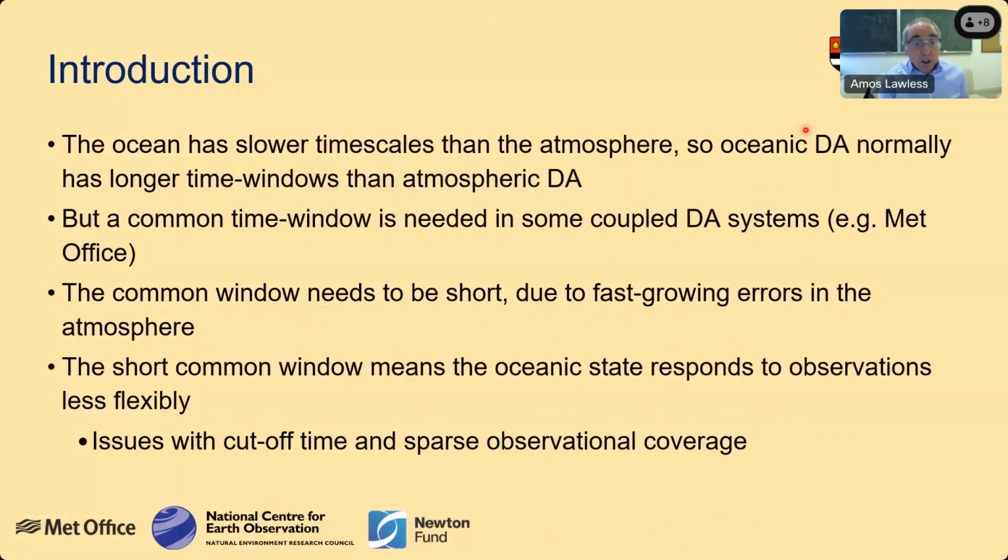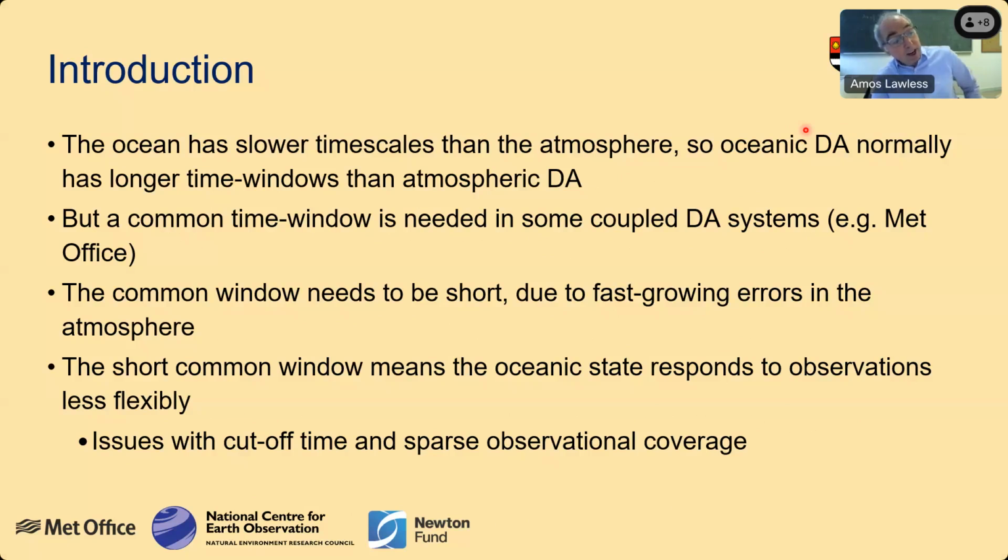So, an introduction to this: we know that the ocean has slower timescales than the atmosphere. And so in ocean DA, we normally use longer time windows than in the atmospheric DA when we're doing things separately. Standardly in atmospheric DA, we have time windows of say 6 to 12 hours for global scale data assimilation. But in the ocean, it's often of the order of several days. But the question is, how do we bring these things together when we're doing coupled data assimilation systems?